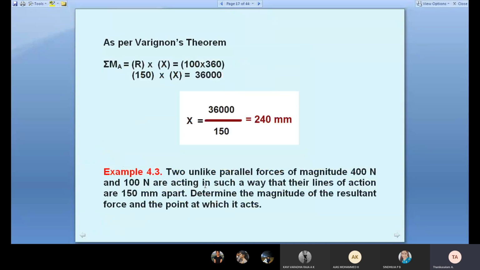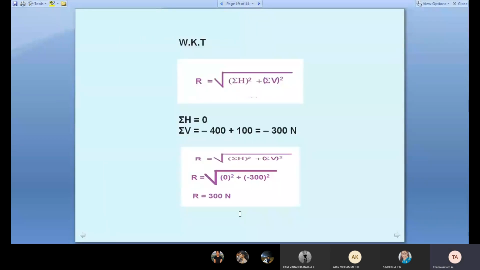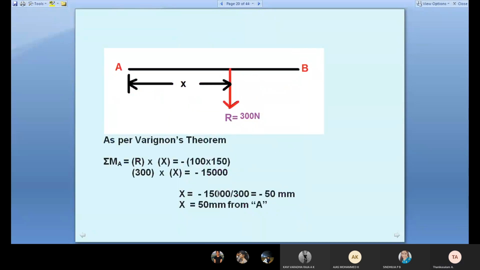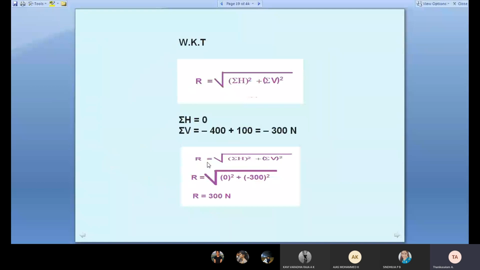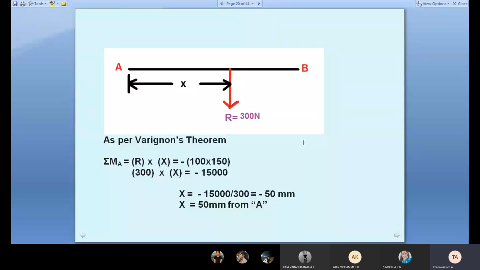They asked in the question itself at which point the resultant acts. So I applied Varignon's theorem or law of moments. So I will replace the single force with R. You see here the horizontal is 0, the V is minus 300. So it goes in vertical downward direction only.